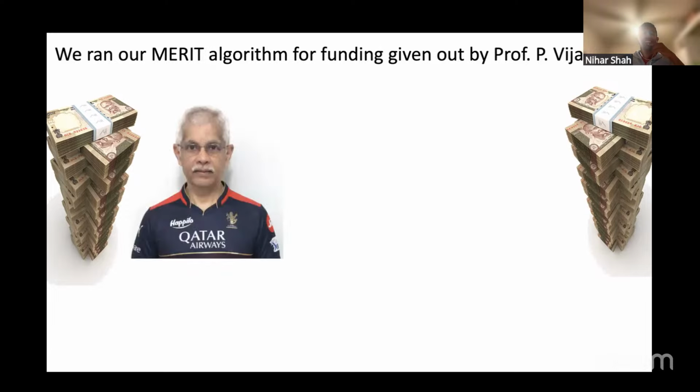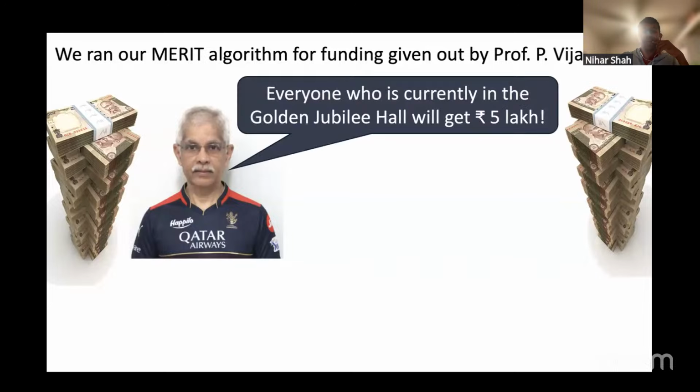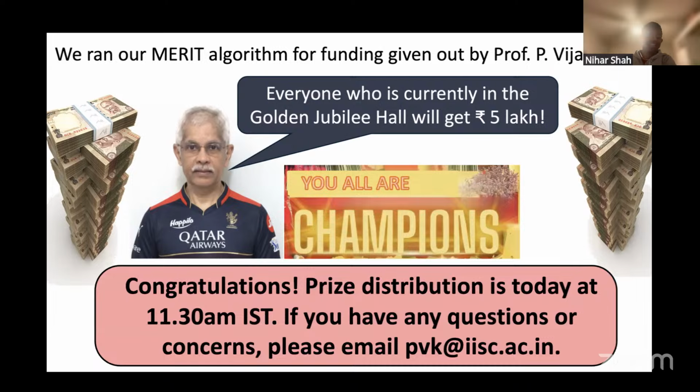Okay, here he is. And it turns out, just by a stroke of luck, that everyone who's currently in the Golden Jubilee Hall will get 5 lakh funding from Professor Vijay Kumar. So you all are champions. Congratulations. The prize distribution today will be in the first break at 11:30 a.m. So please approach Professor Vijay Kumar and ask for your money. And if you have any questions, please email this email address that you see on screen. Thank you, and I'll stop here.